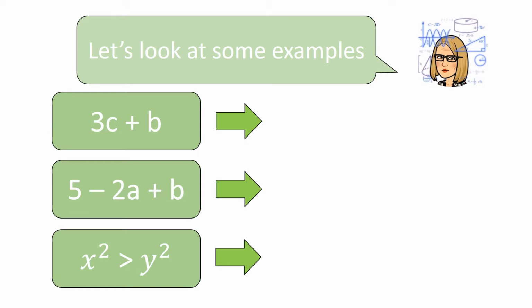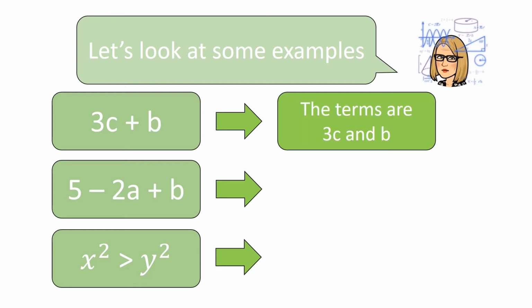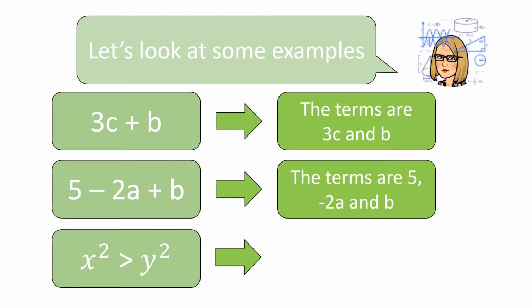So my first expression is 3c plus b. I've got two terms there, 3c and b. My second example is 5 subtract 2a plus b. I've got three terms and they are 5, negative 2a and b.